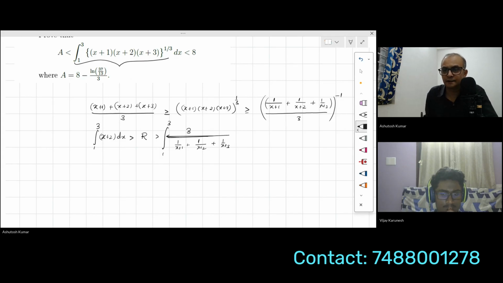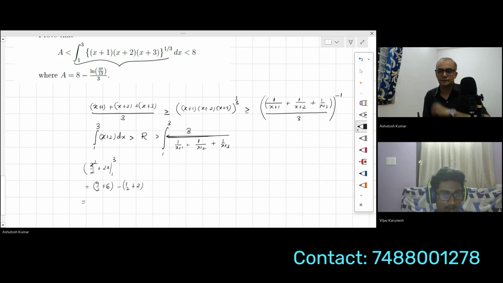If you just integrate it, what do we get? x squared by 2 plus 2x, from 1 to 3. Correct? Yes. So let's calculate it. That'll give you what? 9 by 2 minus 1 by 2 plus 6, minus 2 by 2 plus 2, that is 1 by 2 plus 2.